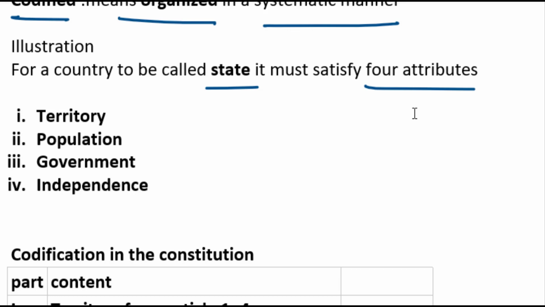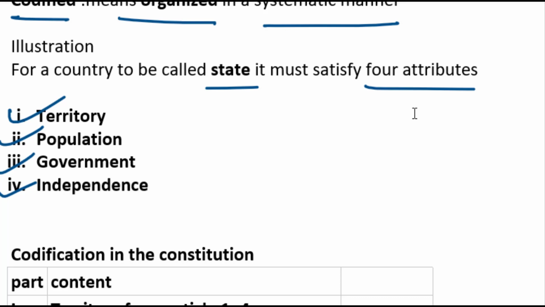Attributes are the features. So the first attribute being the territory, as quite logically there cannot be a country without territory. The second being the population, as it is the people who make the state. The third being the government, as the population is organized under the government. And fourth being the sovereignty, but for the sake of our better understanding, I have written independence here. So sovereignty, the supreme authority, and the final authority, above and beyond which no legal power exists.